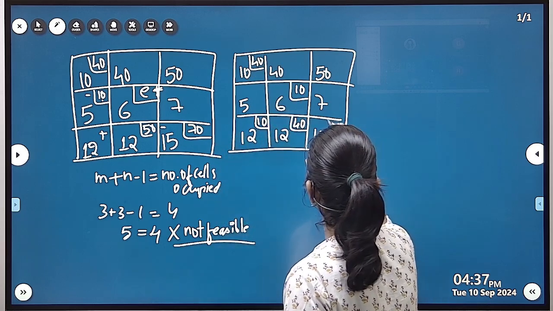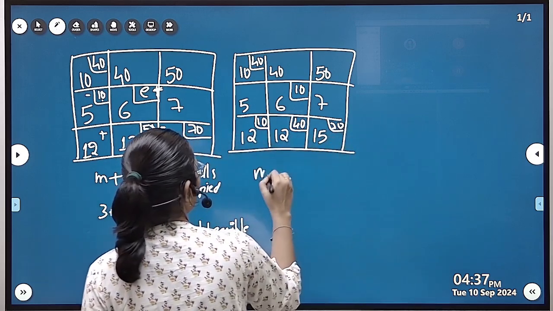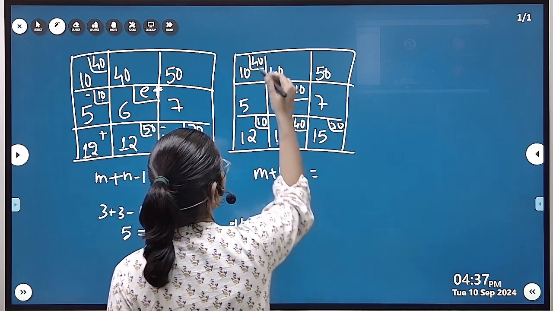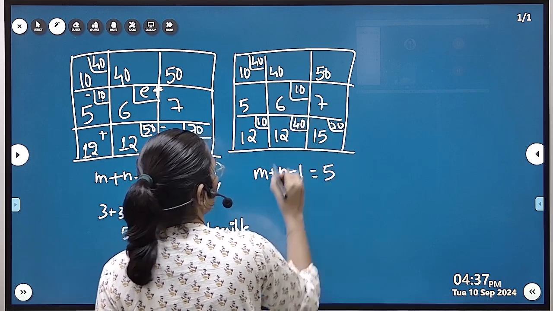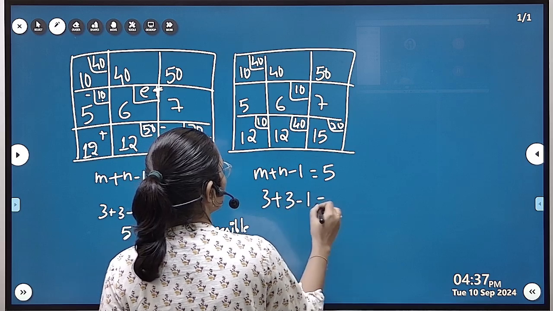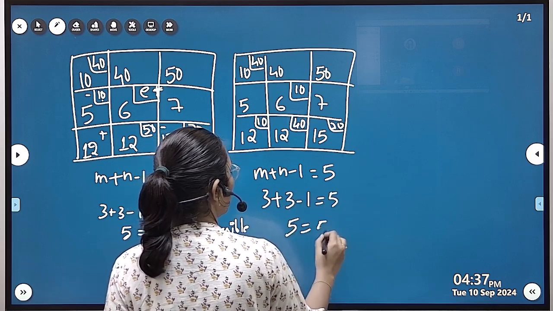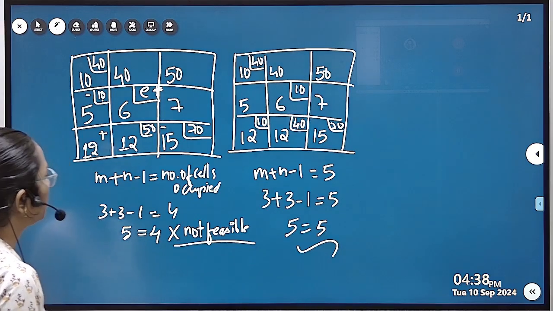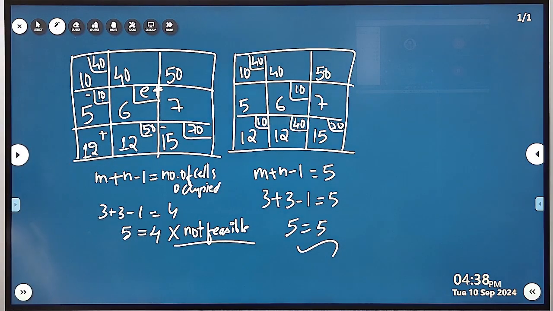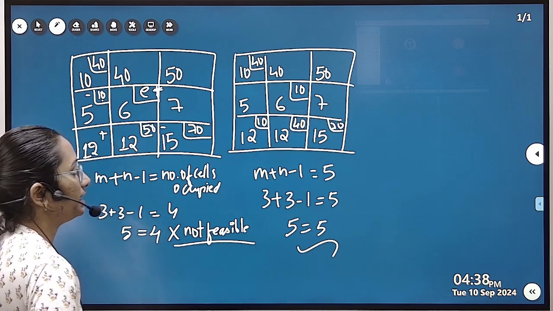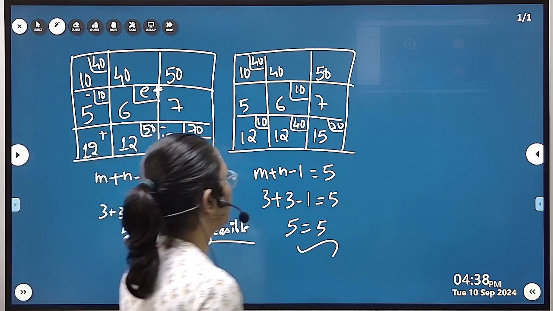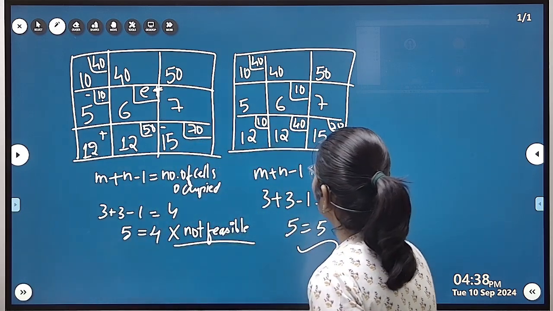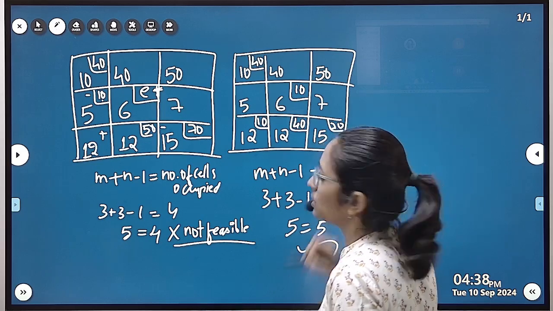So now check the feasibility. m plus n minus 1 is equal to how much? 1, 2, 3, 4, 5. So m plus n minus 1 is 5, and 5 is equal to 5, right? So now the solution is feasible. The next step, what do we need to do? Optimality. So we need to check the optimality. How will you check the optimality? By putting a row or column as 0.